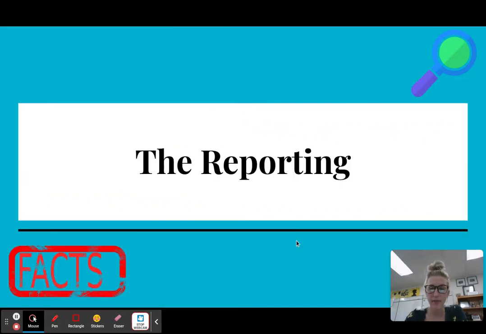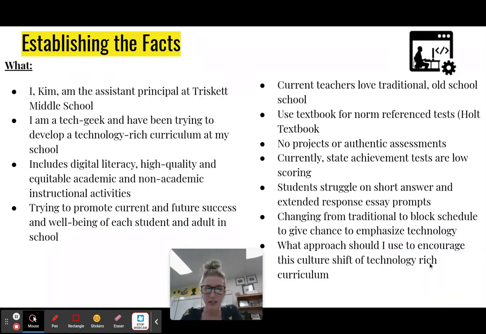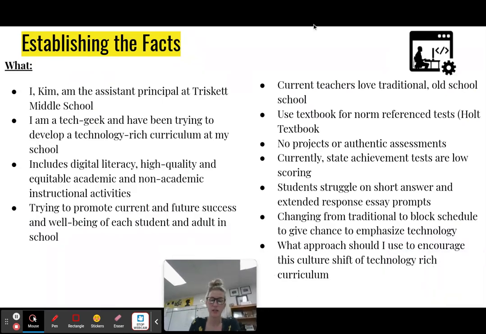So, the reporting of the facts. This is very much a real life case. This happens all the time. I feel like in this society we live in right now, with this mindset shift.